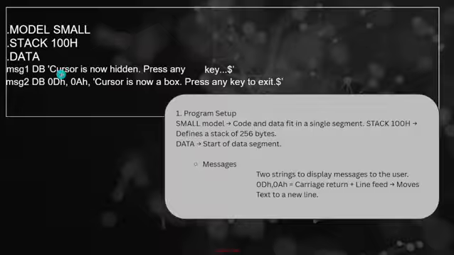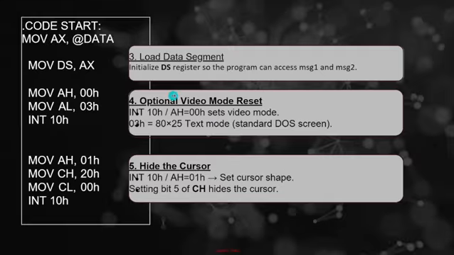string variables here. Cursor is now hidden, press any key, and cursor is now a box, press any key to exit. 0dh and 0ah refers to a new line. It means that the following message will be printed or displayed on the new line. And then the code starts.